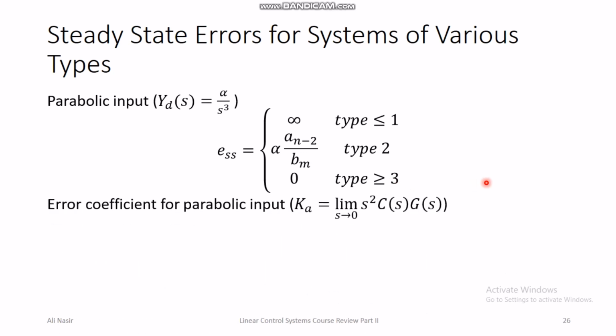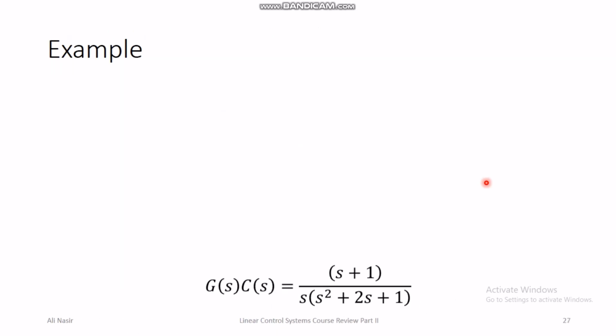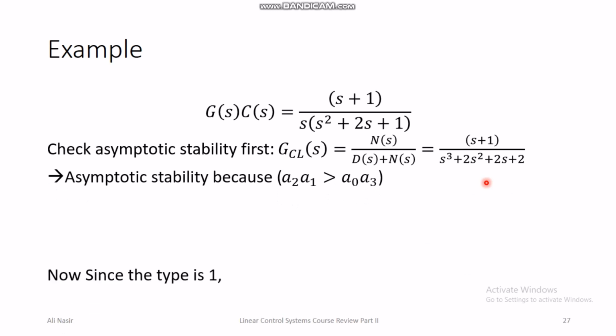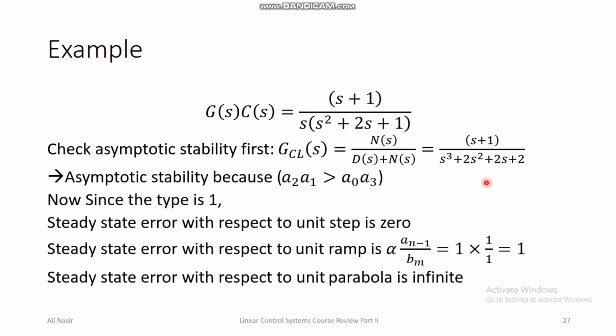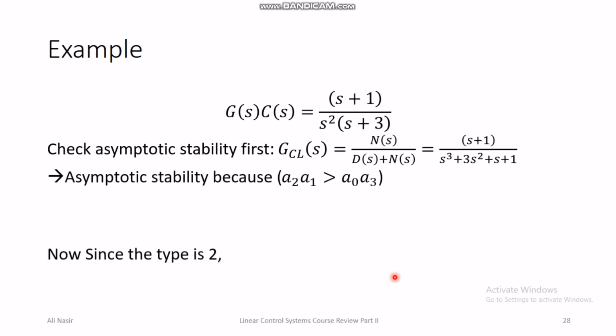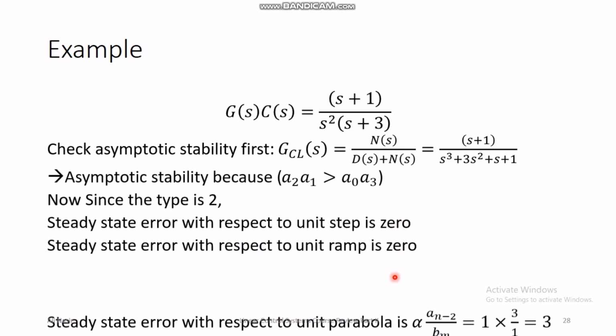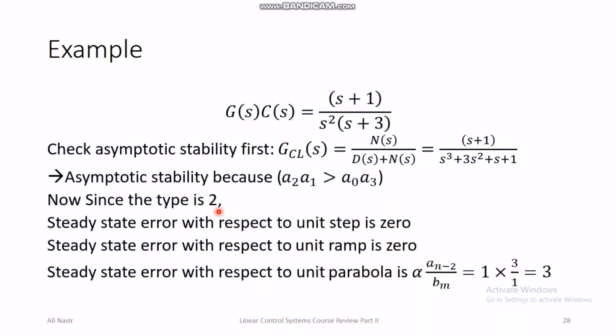And we also looked at a couple of examples where we looked at systems of type 1 and type 2 and their steady state error with respect to step, with respect to ramp, and with respect to parabola. And this was the second example. We looked at the steady state error, but before we look at the steady state error, it is very important to determine the asymptotic stability property, because if the system is not asymptotically stable, then the discussion of steady state error is irrelevant.